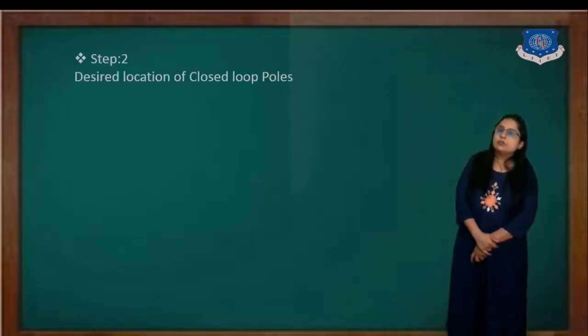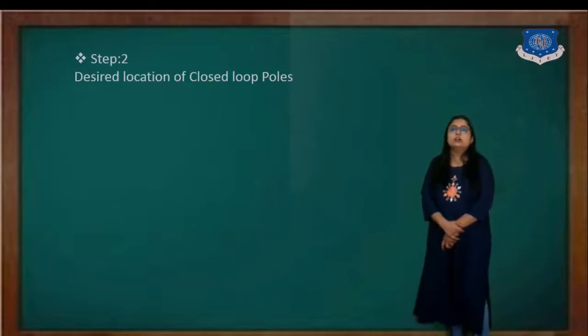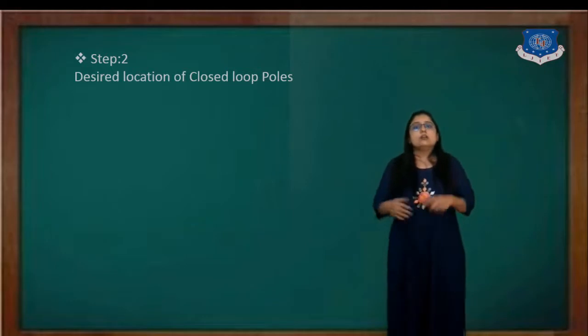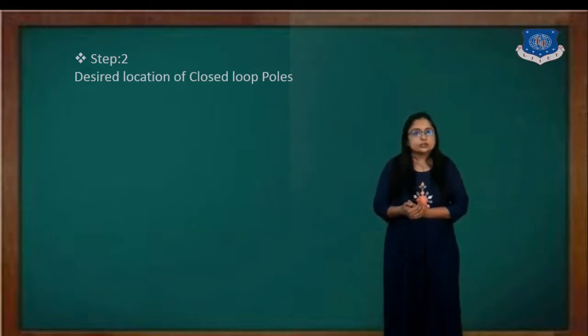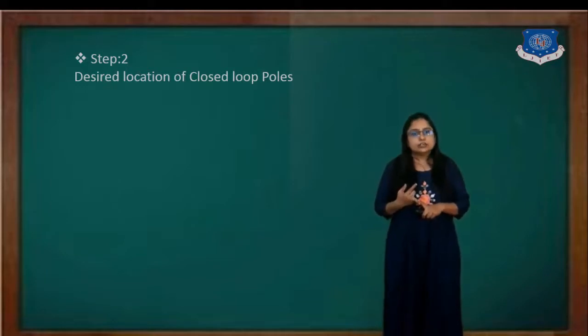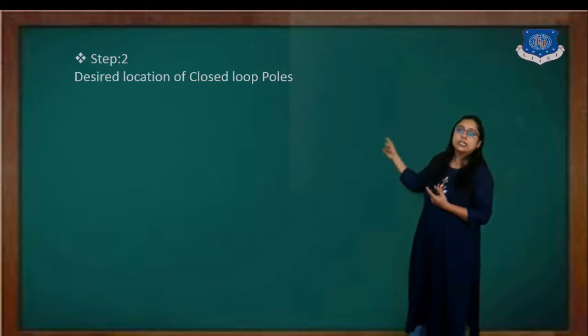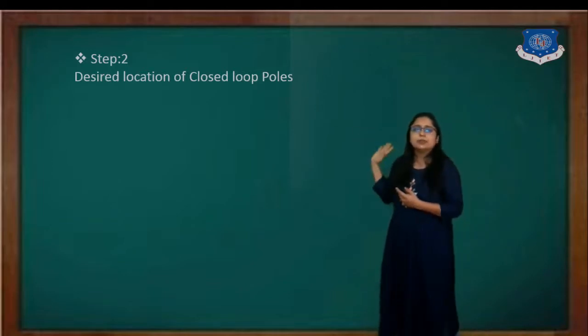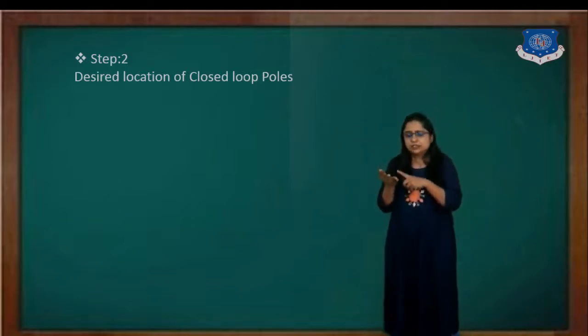Now next, we have to find the desired location of the closed loop pole, because now you want to design the compensator. It can be a lead or a lag compensator, and how will we decide it? That is based on the location of SD. Anyhow, you have to find this step, step number 2. Steps 1 and 2 are compulsory for all types of design problem, lead or lag.